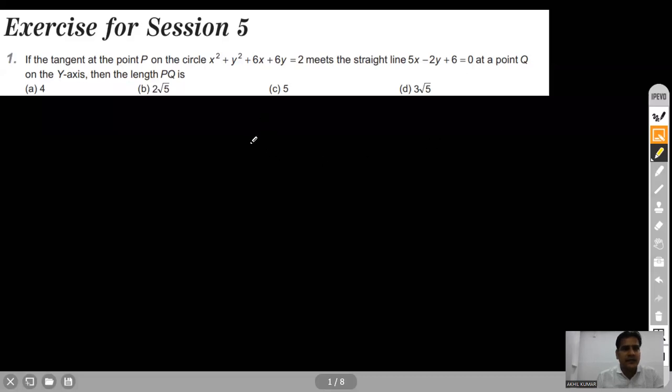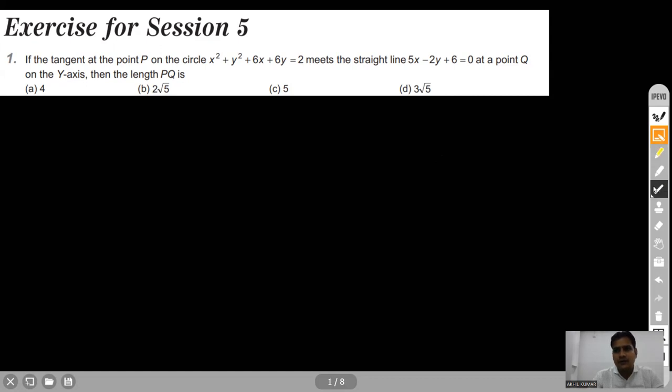It is saying if the tangent at P on the circle x square plus y square plus 6x plus 6y equal to 2 meets the straight line 5x minus 2y plus 6 equal to 0 at a point Q on the y-axis. So then the length of PQ.